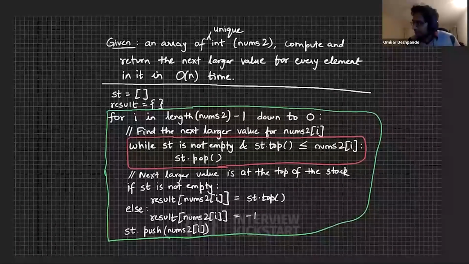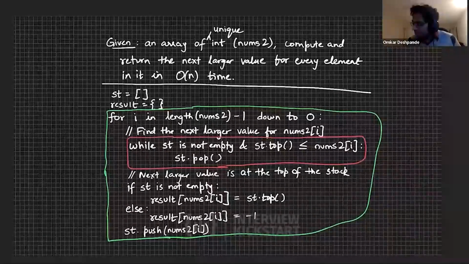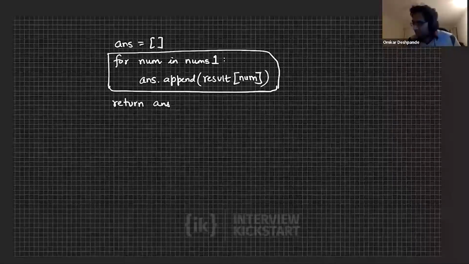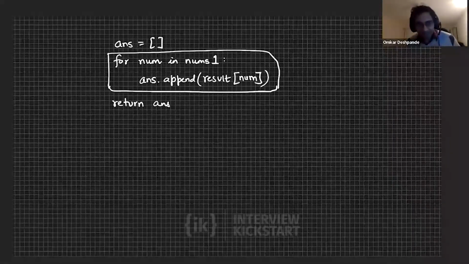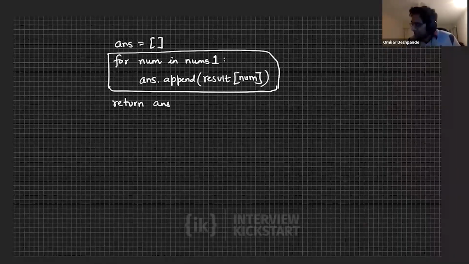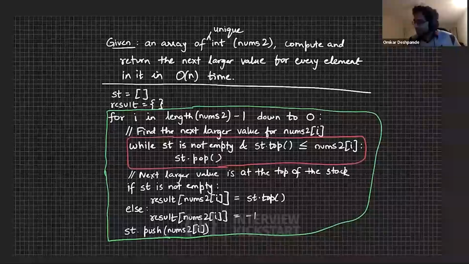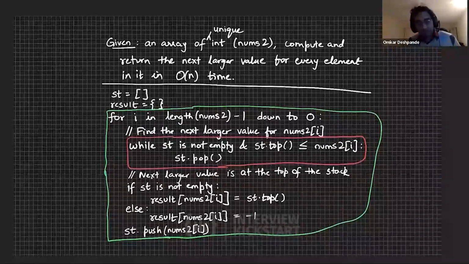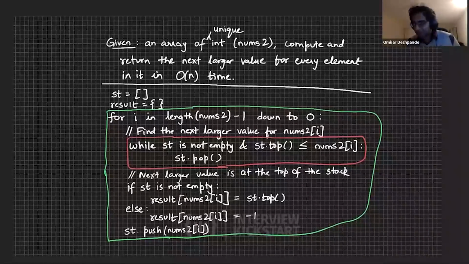Space wise, we are using extra space. The answer array itself will have a size equal to the length of nums1. And the hash map has a size that is proportional to the length of nums2. And the monotonic stack also has a size that, in the worst case, is going to be order of the length of nums2.